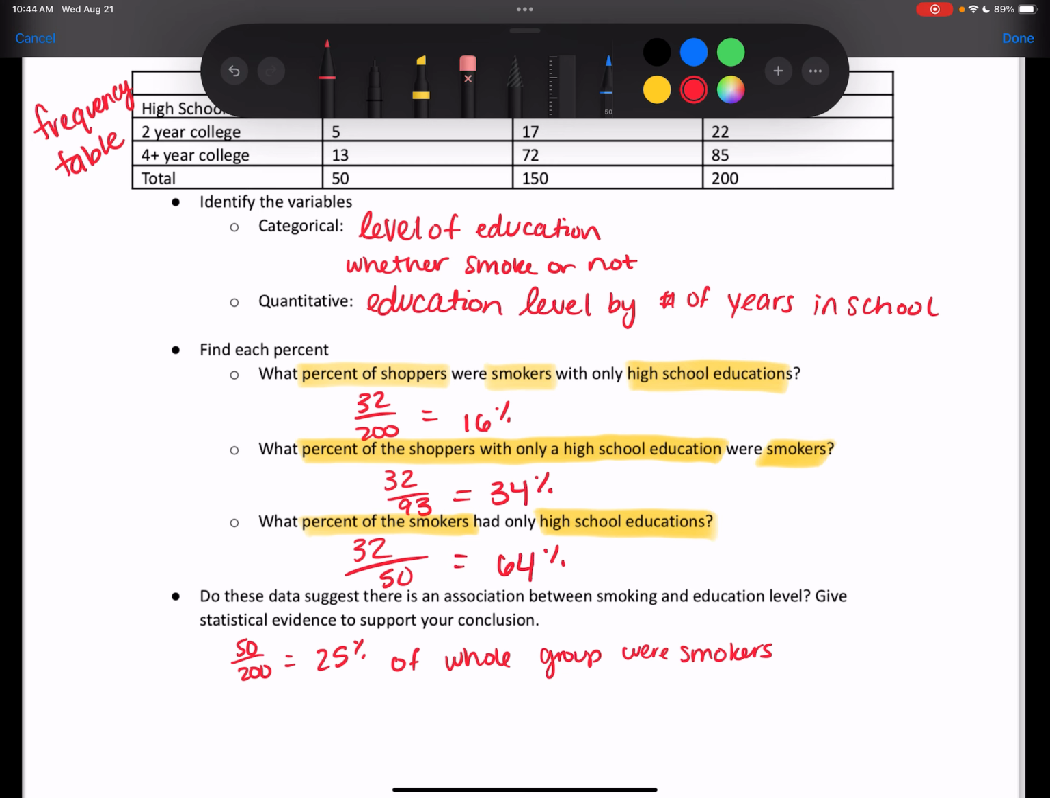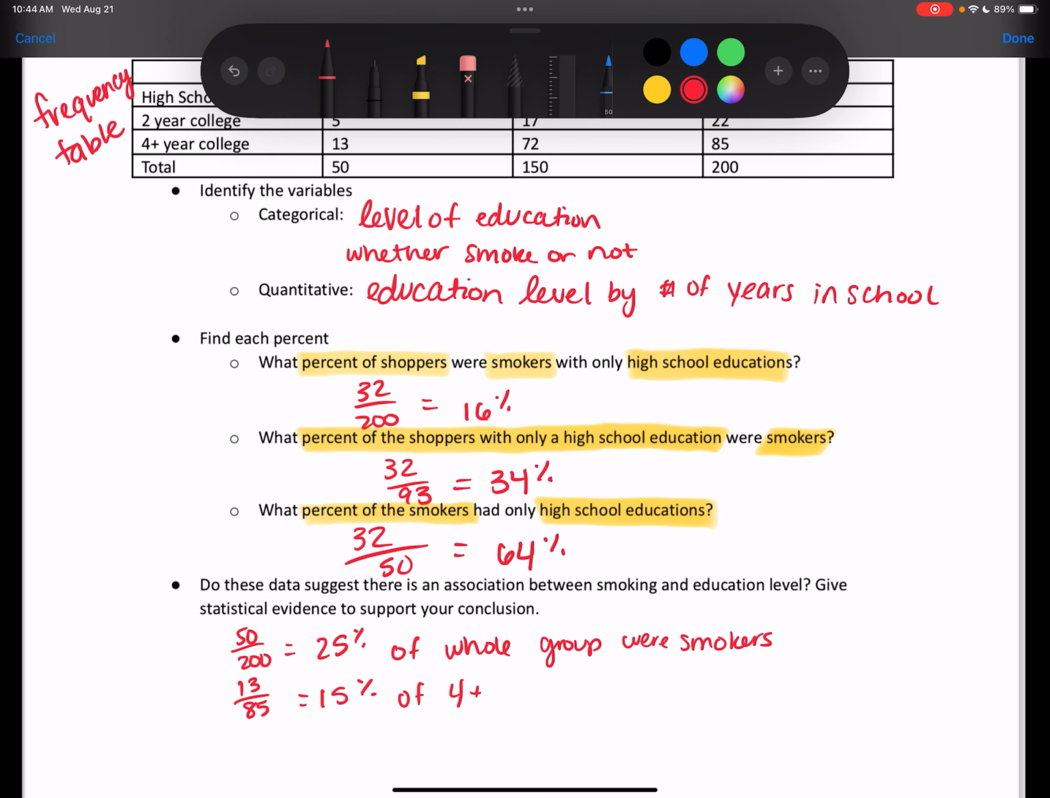So with this one, we would want to do the smokers for 4-year out of the total number of 4-year. So this one would be 13 out of 85, which is about 15% of 4-year college smoke.